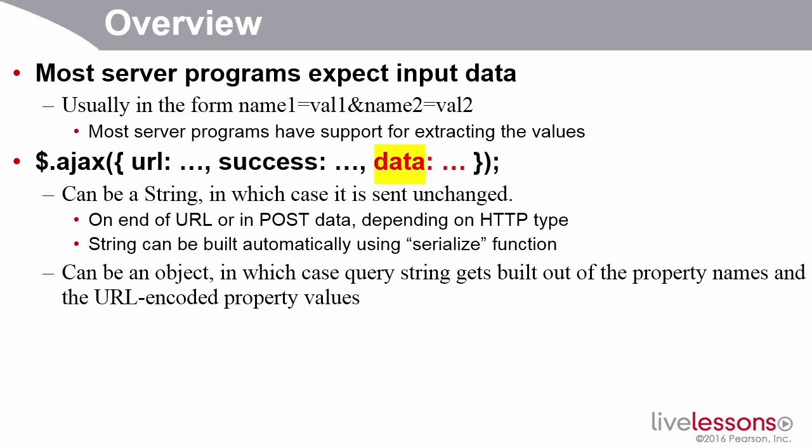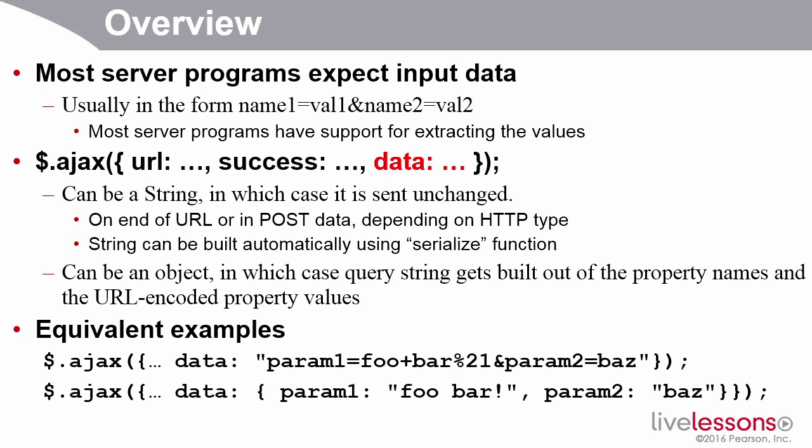And we'll see that there are various ways that you can build the value of the data property. It can be a string or an object, and we'll look at different ways of doing that in the upcoming sections. In particular, a string where you explicitly and specifically supply name-value pairs is equivalent to an object where the property names of the object become the parameter names, and the property values become the parameter values. And we'll look at both ways of doing it and assess the pros and cons of each.